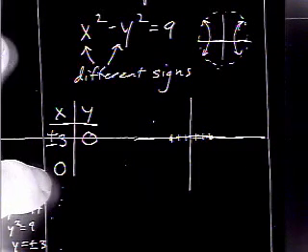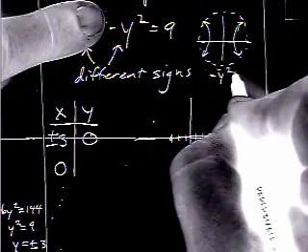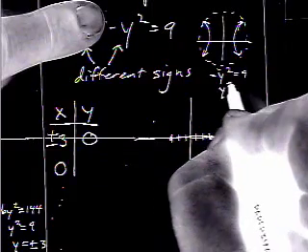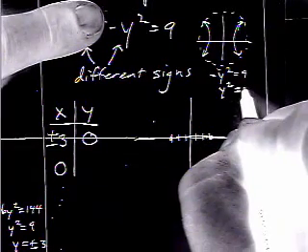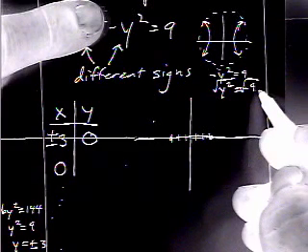So what happens when I plug in 0 for x? Okay, so that's negative y squared equals 9. That's y squared. If I divide by negative 1 on both sides, I get negative 9. I take a square root. Uh-oh, that's an imaginary number.